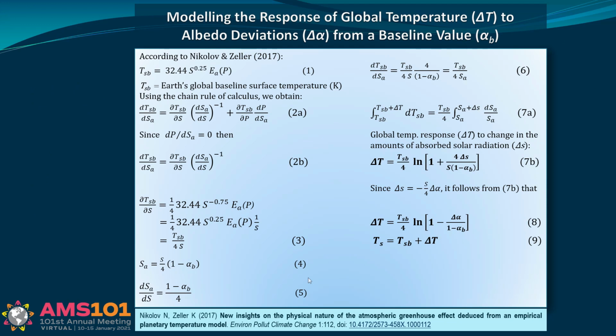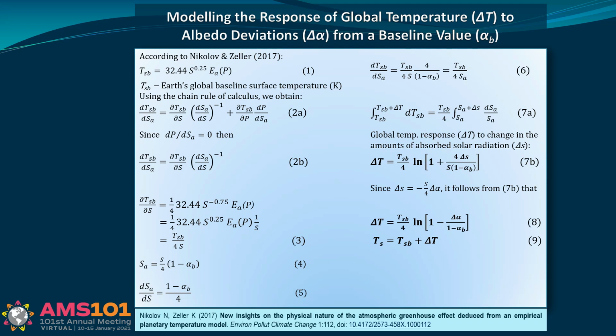Modeling the response of global temperature to albedo deviations from a baseline value. This slide illustrates the derivation of our albedo temperature model. We begin with the Nikolov-Zeller formula, which completely describes the long-term global surface temperature of rocky planets and moons throughout the solar system. Although this formula does not contain an explicit albedo variable, it can be applied along with the chain rule of calculus and spherical geometry to yield an analytical expression relating the deviation of planetary albedo, delta alpha, from a baseline to a change of global temperature, delta T, from a long-term mean.